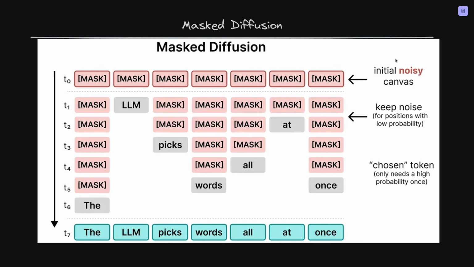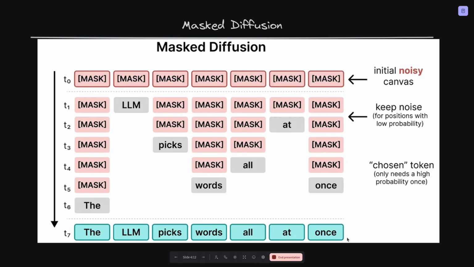Maybe it's very confident that the second position should be LLM. So we choose it, and we don't choose the others because there is low probability there. So we keep the mask there. So we fill that in. Then we become confident that "at" should be here, and then with this we are confident that "pix" should be here, and then all, and by using all of this we choose words. So after several steps, all masks are gone, and the final sentence becomes the LLM picks words all at once.